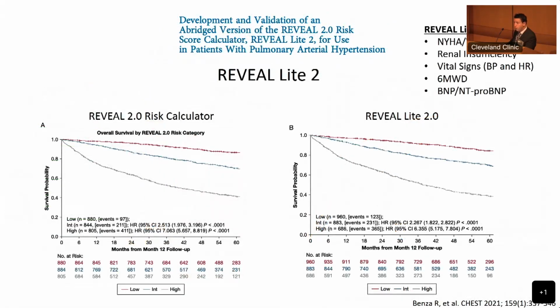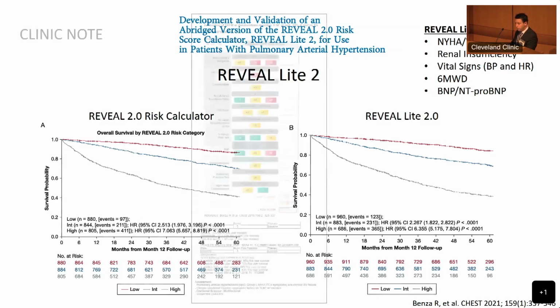Just recently, the authors revised this, making it a more convenient abridged calculator called the REVEAL Lite 2, in which what they did was, again, using that same calculator model, they just looked at the modifiable variables. You could see here in the top right, functional class, presence of renal insufficiency, vital signs, 6-minute walk distance, and pro-BNP values. And you could see on the right that the REVEAL Lite actually also discriminated well between low risk, intermediate risk, and high risk compared to the REVEAL 2.0 calculator on the left.